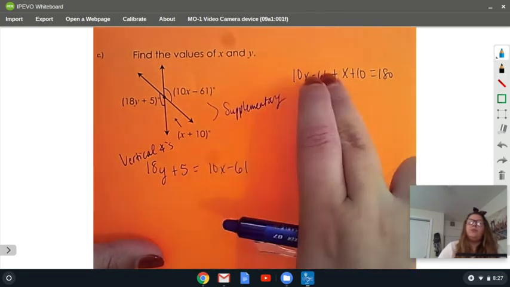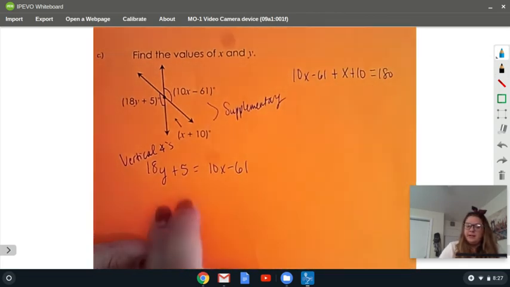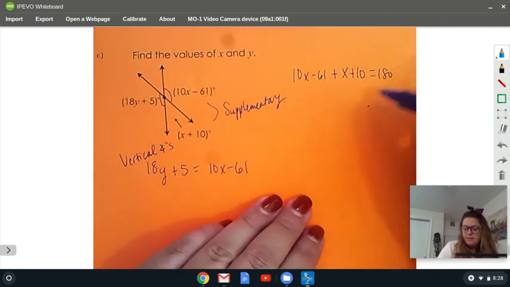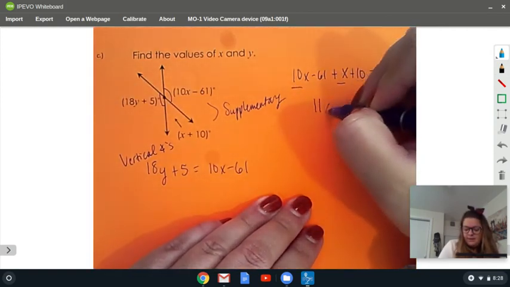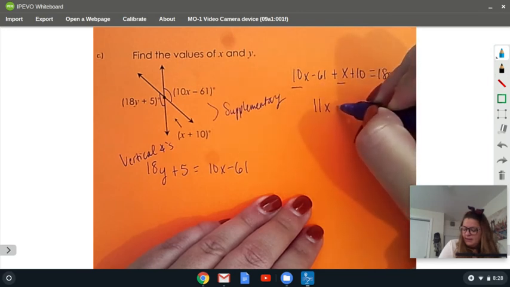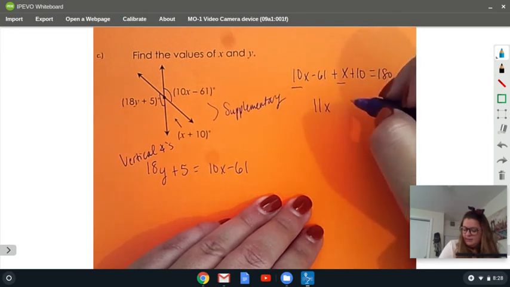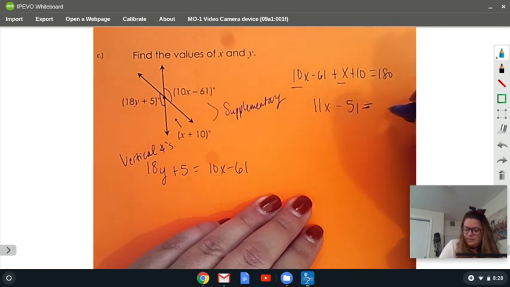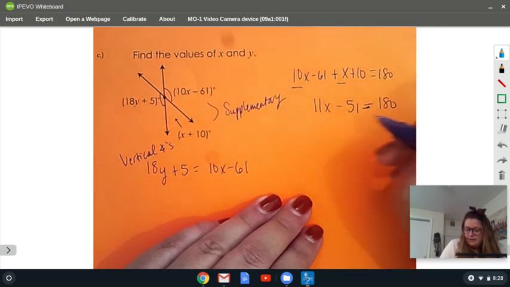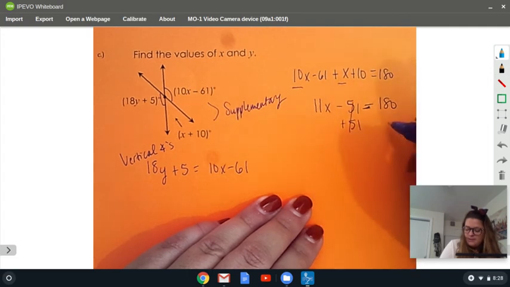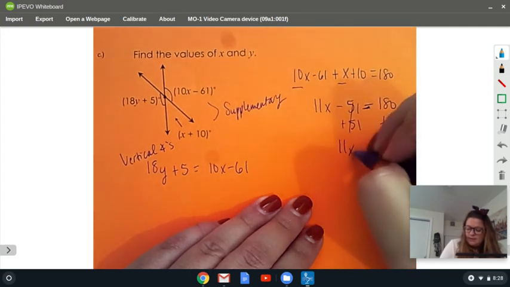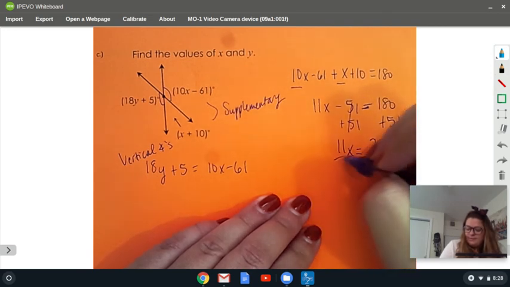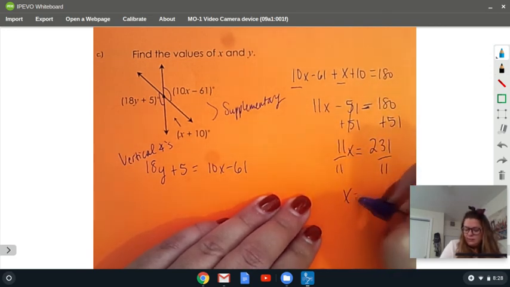So I've identified my two relationships. I've set up two equations. I got to solve for x before I can solve this. Okay, so I've got to do this one first. So I'm going to combine like terms. I get 11x minus 51. And then I'm going to add 51 to both sides. I get 11x equals 231. And then if I divide by 11, x is 21.